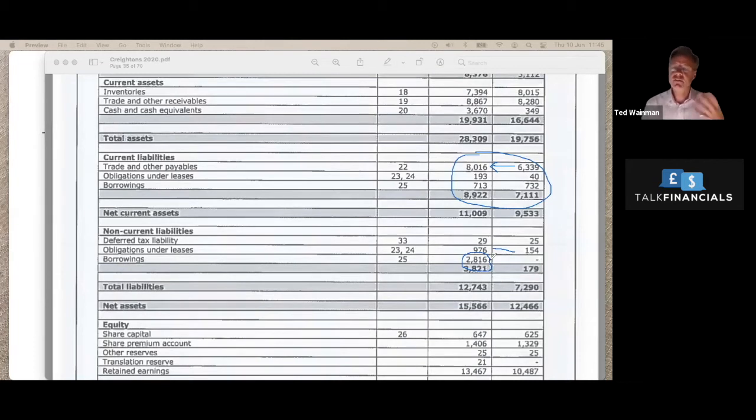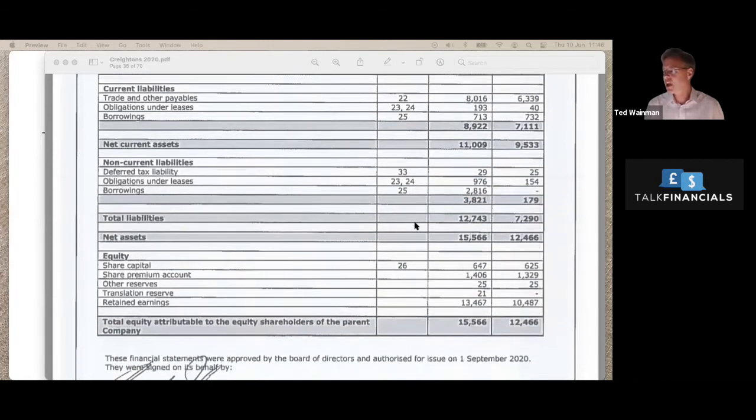But what we do notice here is this number here, 2.8 million of borrowings, which weren't there last year. So if you remember in the income statement, we see the interest payable has increased. The reason the interest payable has increased is because they've increased their borrowings and they've used those borrowings to buy additional assets to invest in the future of the business. Okay, so this is all starting to add up, it's making sense.